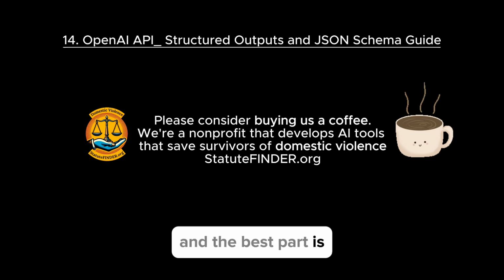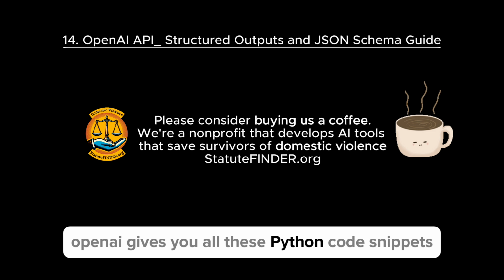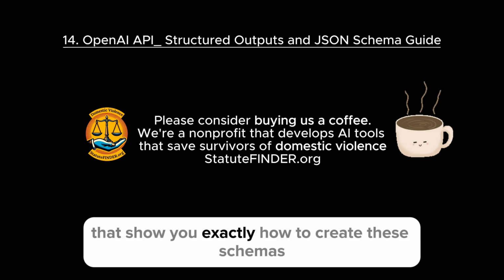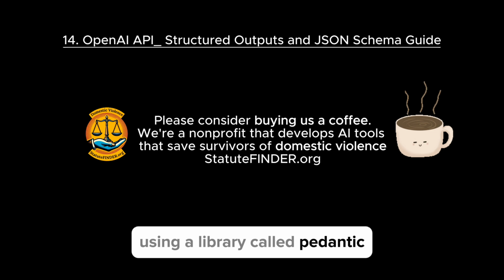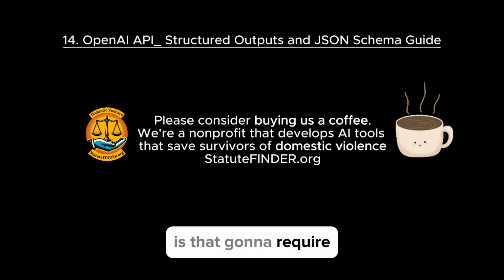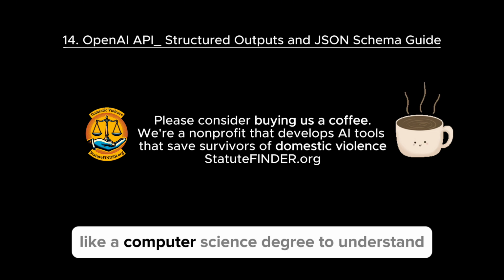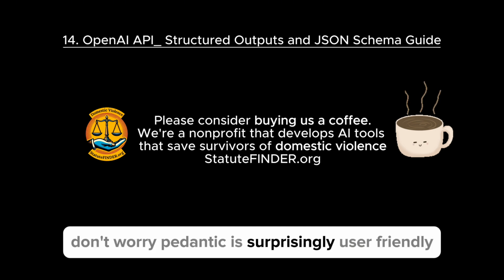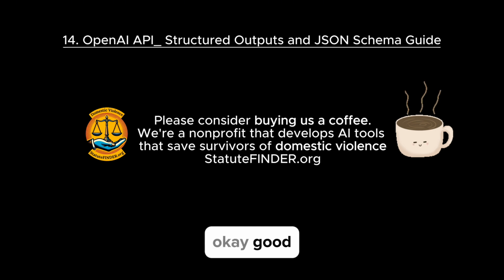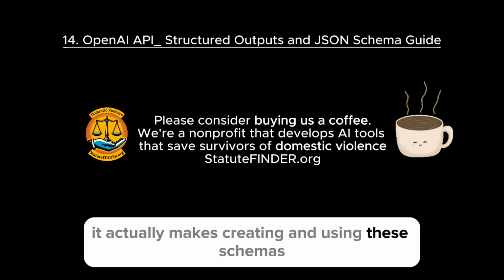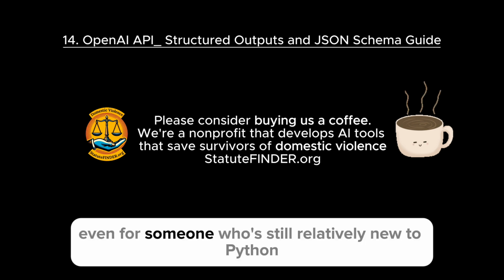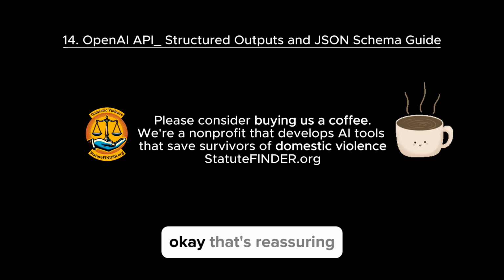And the best part is, OpenAI gives you all these Python code snippets that show you exactly how to create these schemas using a library called Pydantic. Hold on, Pydantic. Is that going to require a computer science degree to understand? Don't worry, Pydantic is surprisingly user-friendly. It actually makes creating and using these schemas so much easier, even for someone who's still relatively new to Python. Okay, that's reassuring.